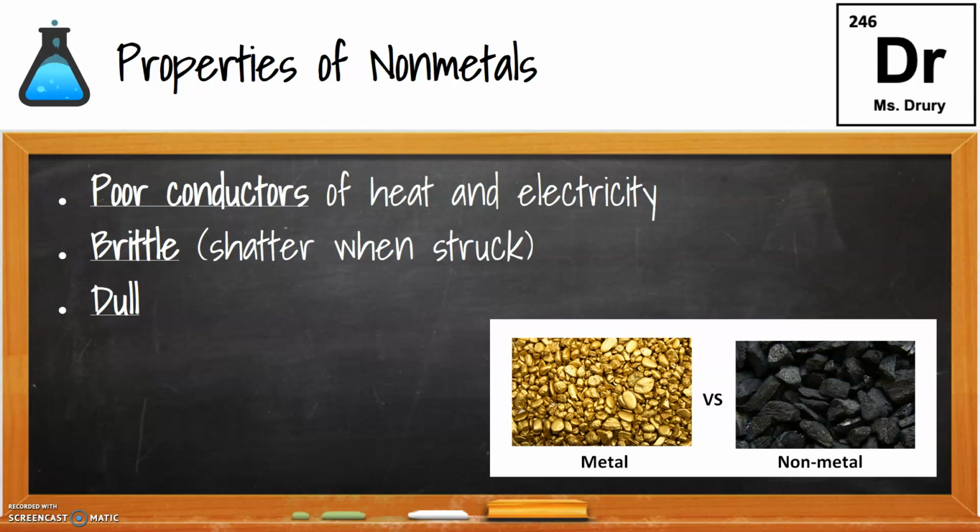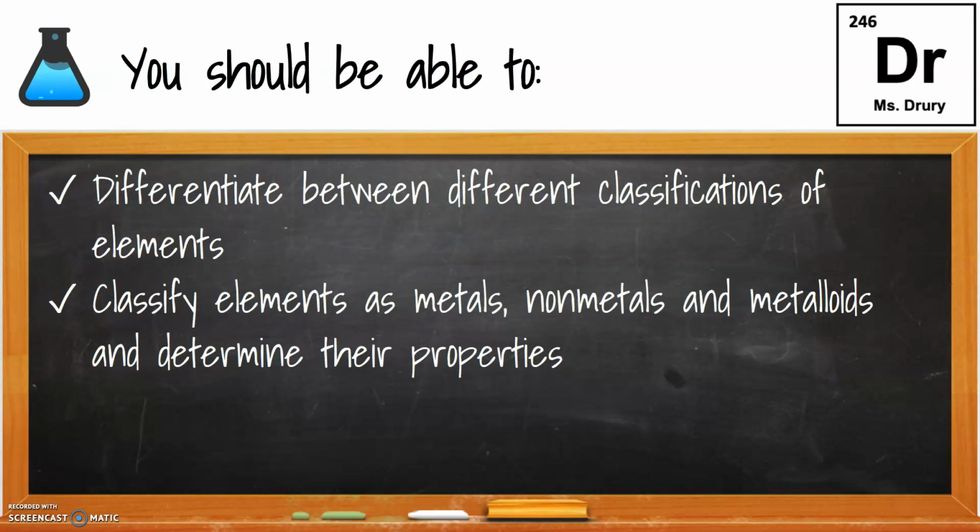And the nonmetals are poor conductors of heat and electricity. They're brittle, so if you hit on carbon, it just breaks into pieces, right? It gets all crumbly. And they're dull, not very shiny like a metal is. At this point, you should be able to differentiate between the classifications of elements, such as metals, nonmetals, and metalloids.